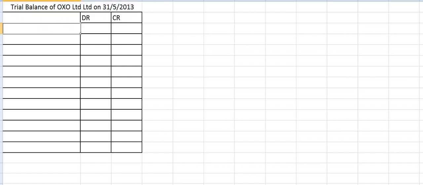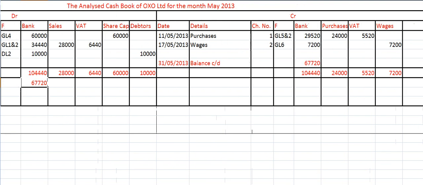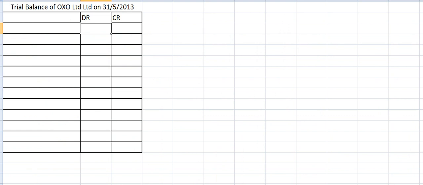Okay, so where do we start? Well, the first figure and the most commonly forgotten figure is the bank figure. How much have we in the bank account, which is the closing balance in the analysed cash book. Because it's on the debit side, below the line on the debit side, I know it's an asset, it's a positive balance. If it was below the line here, it'd be a negative balance. So it's a positive balance of 67,720. So it's debit here, so it's going to be debit in the trial balance. 67,720, and I call that bank.